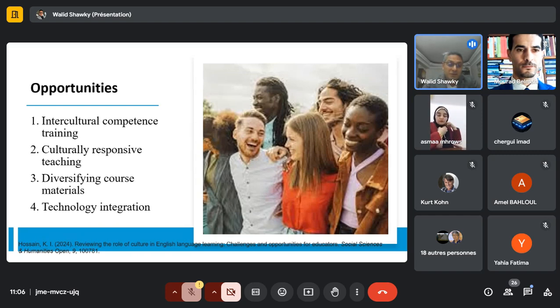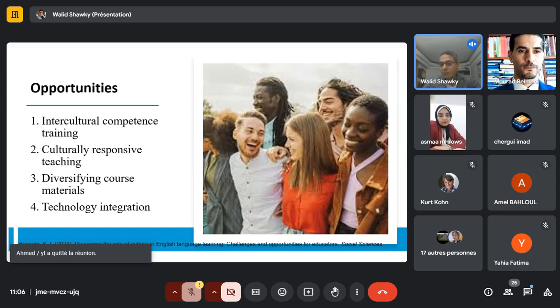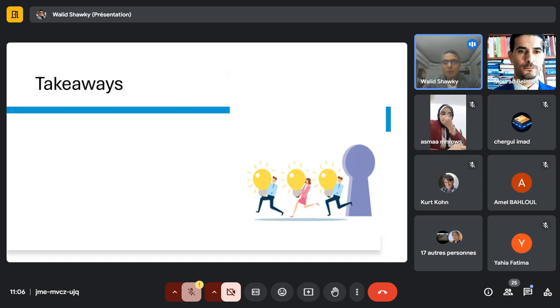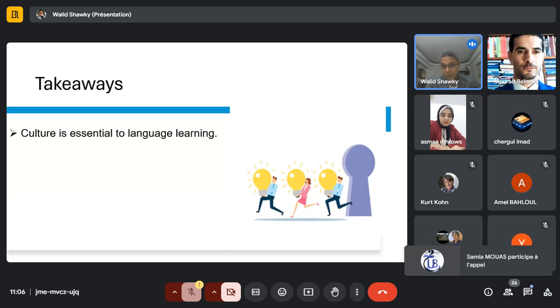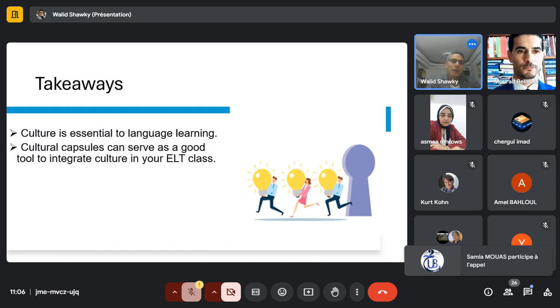Diversifying course materials: we can use pictures and online resources, like the examples that we watched. And it's also important to integrate technology. Now, what we can take away from the session, and I'm really sorry if I've taken more than the time allotted, is that cultural capsules are very important in language learning. They are an integral part of learning a second language.